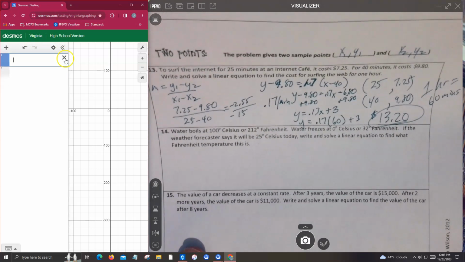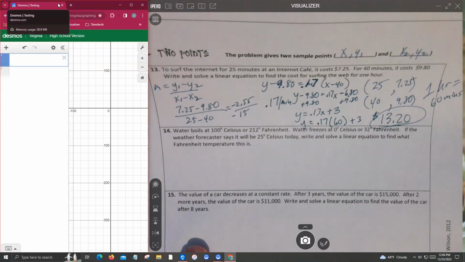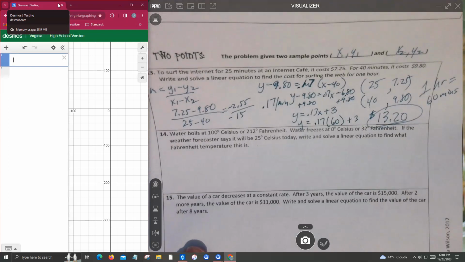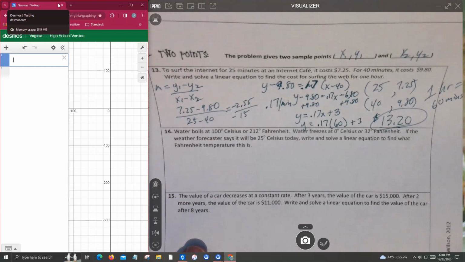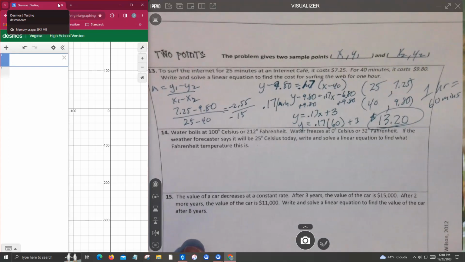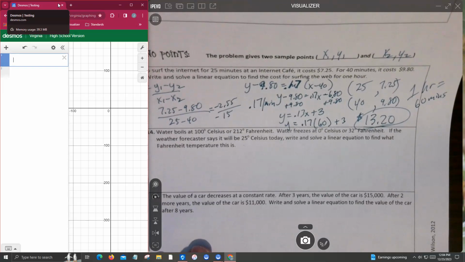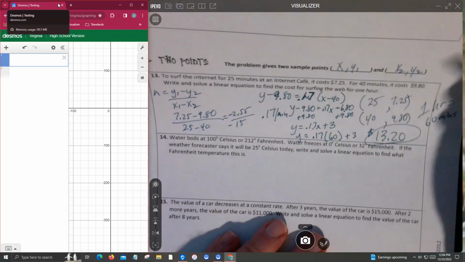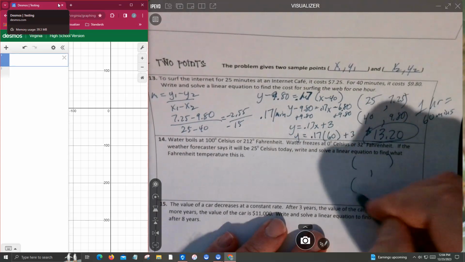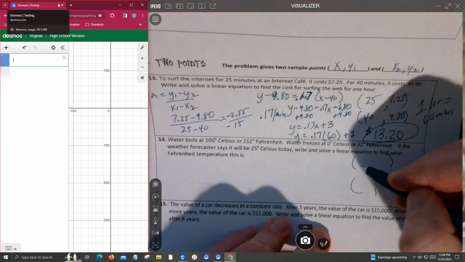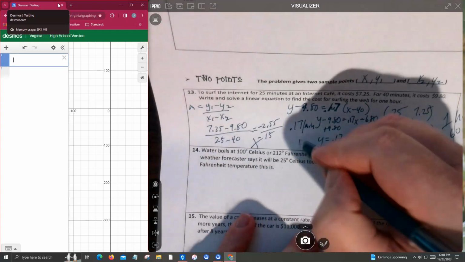All right, let's do the next one. Water boils at 100 degrees Celsius or 212 Fahrenheit. Water freezes at 0 Celsius or 32 degrees Fahrenheit. If the weather forecaster says it will be 25 degrees Celsius today, write and solve a linear equation to find out what Fahrenheit temperature this is. All right, so we're comparing Celsius with Fahrenheit, and they give us two examples. So we're going to make x our Celsius, and we're going to make y our Fahrenheit. So this is x, this is y.